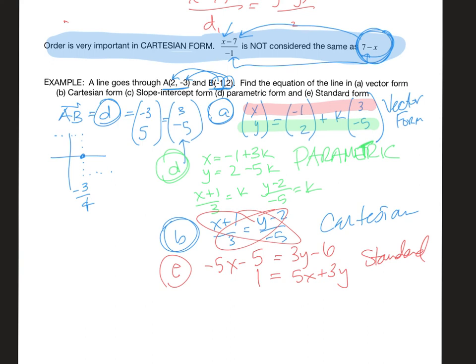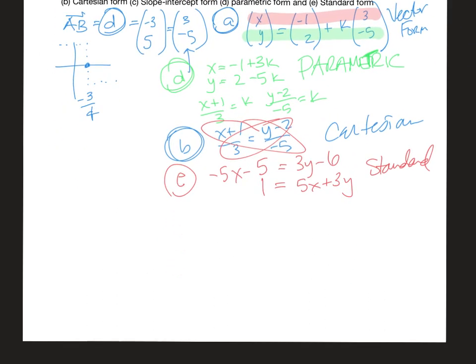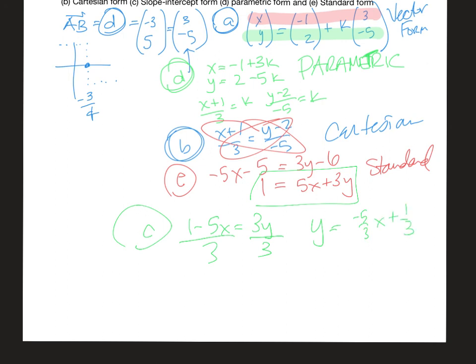And moving it up just a little. The last one they wanted was slope-intercept, which is part C. If I just take this and isolate the y, so 1 minus 5x equals 3y, and divide by 3, I have slope-intercept form. I've got negative 5/3 x plus 1/3. Slope-intercept form. There you go.